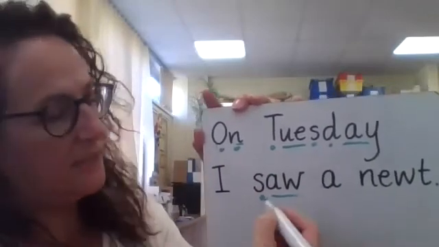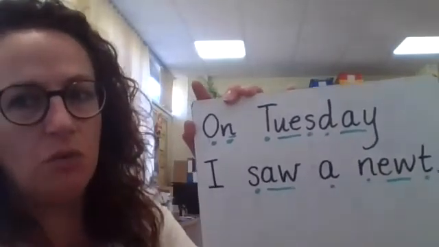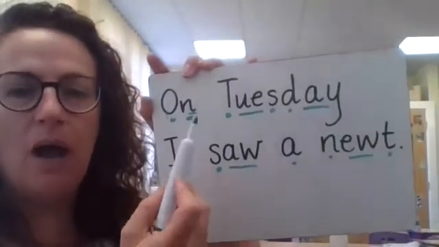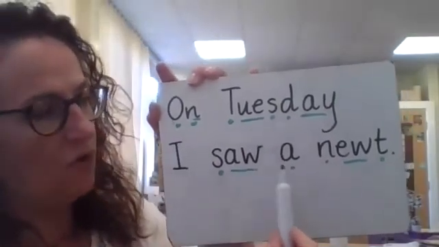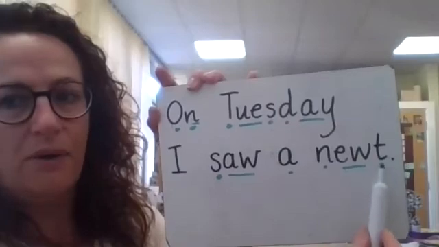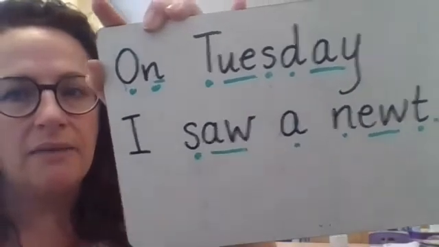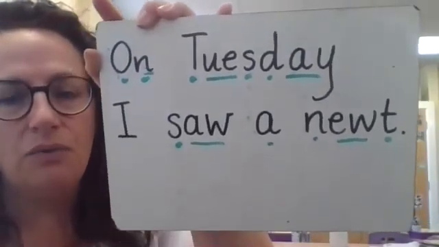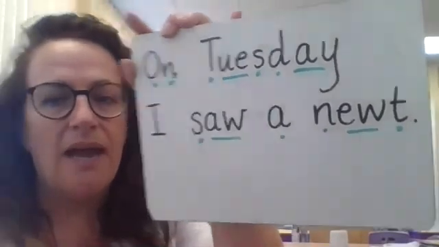Or that sound that we did the other day. Saw a newt. Newt. So our whole sentence should read, on Tuesday, I saw a newt. And don't forget your punctuation, your full stop at the end of the sentence. On Tuesday, I saw a newt. Okay, I hope that you have nearly got that whole sentence right, because I think you should know how to spell most of those words, or at least you can sound them out.